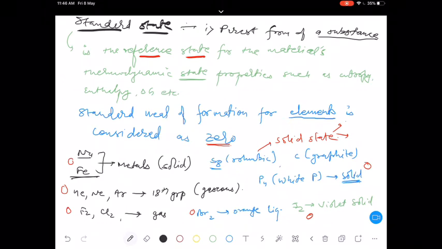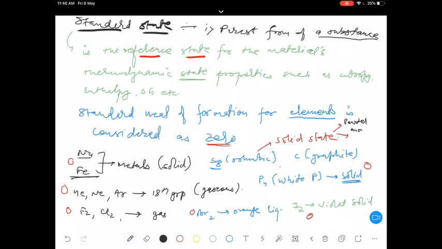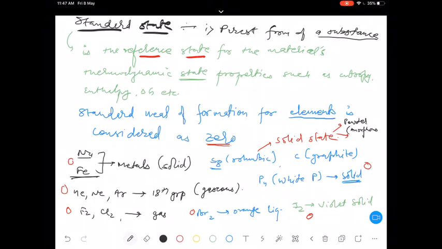Two different categories are there: powdered form, that will be amorphous solid, and this you can write crystalline, that will be molecular solid. I'll just write molecular solid. Okay.